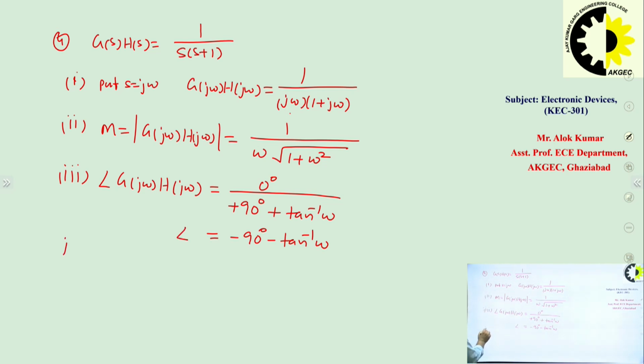Now in the fourth step, we will put omega is equal to 0 and omega is equal to infinity. We are going from lower to higher frequency. We will calculate magnitude and angle.